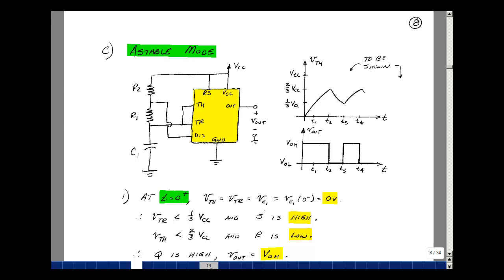And what that meant was that there was one stable state. We hit it with a pulse of varying length, and then it created a pulse of a fixed length out. But after some time, it went back to 0 volts again. So there was one stable state, 0 volts.